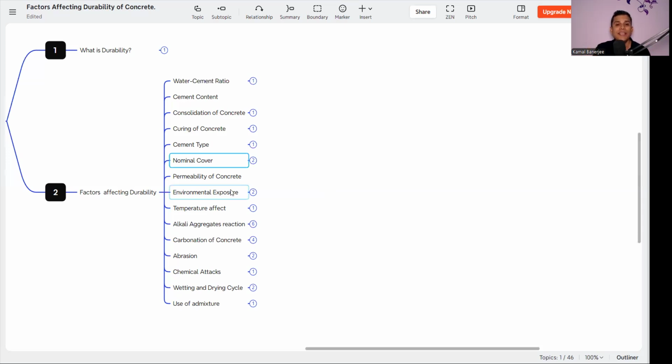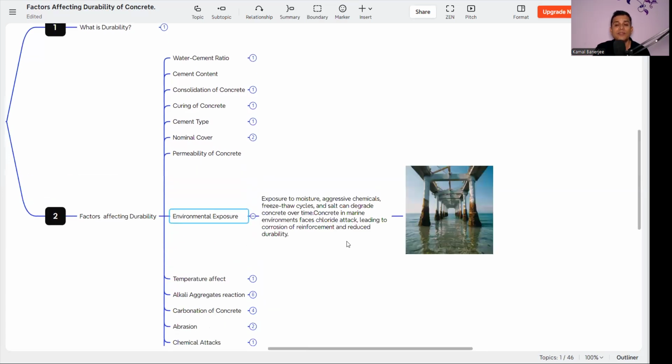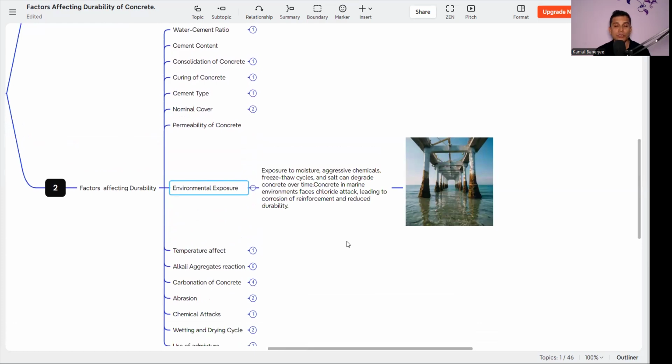Then environmental exposure. Now, in our IS code, the environmental and exposure conditions are mentioned, and there are 5 categories: mild, moderate, severe, very severe, and extreme. For these 5 categories, the minimum water cement ratio, the minimum cement content, and the minimum grade of concrete are all mentioned in the IS code.